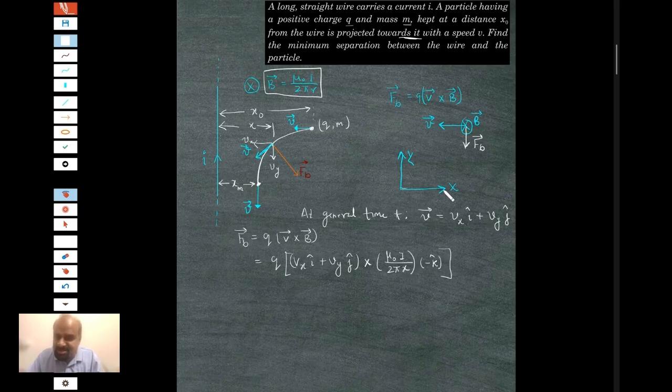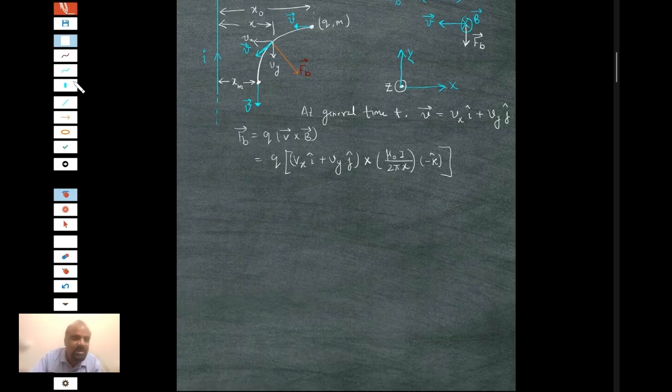Because if you call this x and this y, then the z axis has to be out of the plane, because x cross y should give you z, and this magnetic field is into the plane, so I'm going to call it minus k cap. Now let's do this cross product. These things, q mu naught I by 2 pi and x, I'm going to bring outside, although I think I'll write 1 by x like this. And then let's do v: i cross minus k.